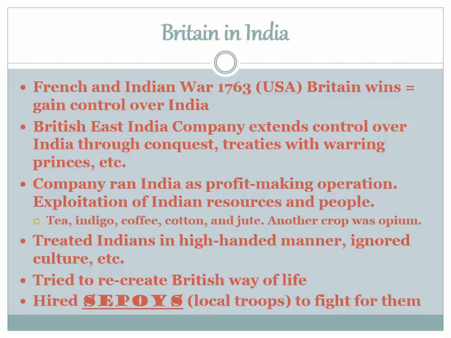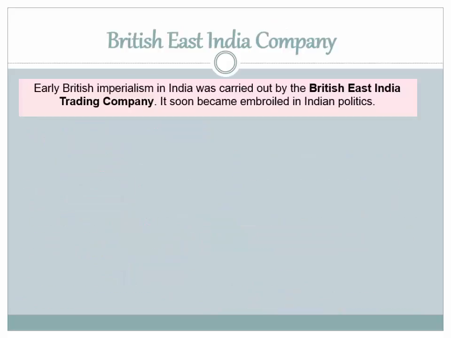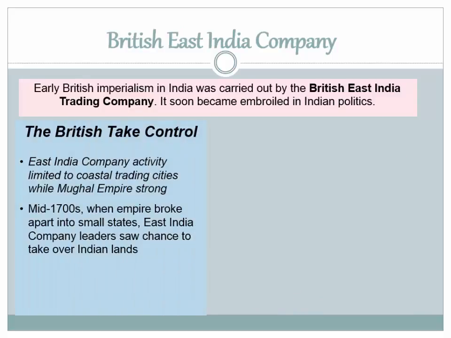That's why it's underlined and bolded. Well, why is it bolded? I'll explain that in a little bit. Let's talk a little bit more about the British East India Company real quick. The British take control. The activity is mostly limited to the coastal regions, mostly for shipping.